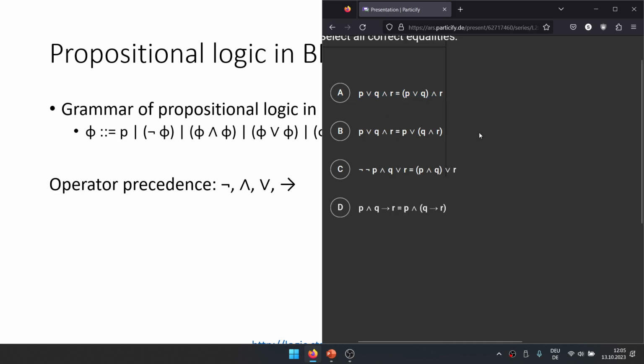And that's basically how you do it. You just check, do these parentheses really reflect the precedence of the operators? That it really puts the strongest one first. So if you look at exactly the same example here, right? P or Q and R, the and is stronger. So here we would have that this one is actually correct.